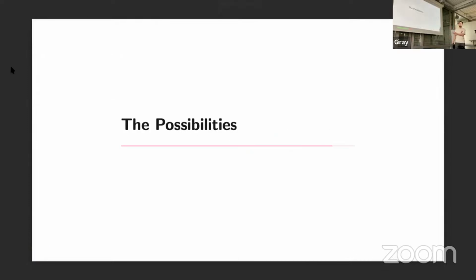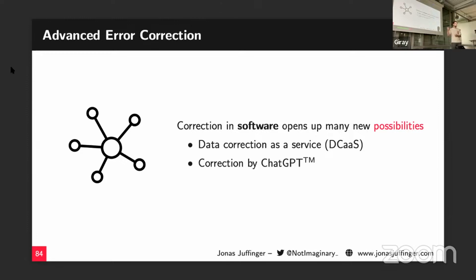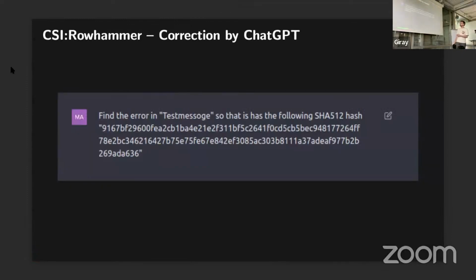Yeah, and what possibilities does this open up? This is back to the argument why we want to do something like this in software, because doing correction in software opens up many possibilities. One could imagine data correction as a service from a cloud provider, where, I don't know, my private key is corrupted. I give it to this service, it corrects my private key and then gives it back to me, something like that. One could also do data correction by ChatGPT, because AI can do everything nowadays, right?